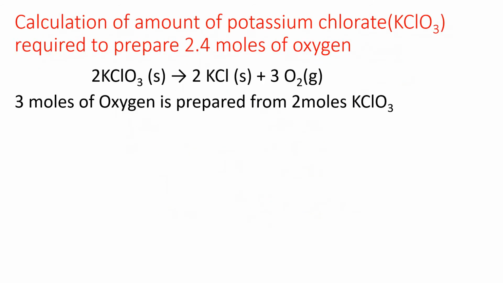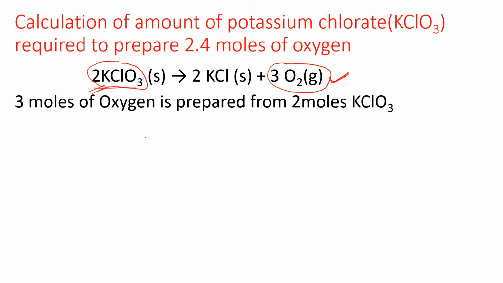Next we'll see one more slide. Calculation of the amount of potassium chlorate required to prepare 2.4 moles of oxygen. According to this chemical reaction, it is already balanced. 3 moles of oxygen are prepared by 2 moles of KClO3, right? So we are getting 3 moles of oxygen from 2 moles of KClO3.